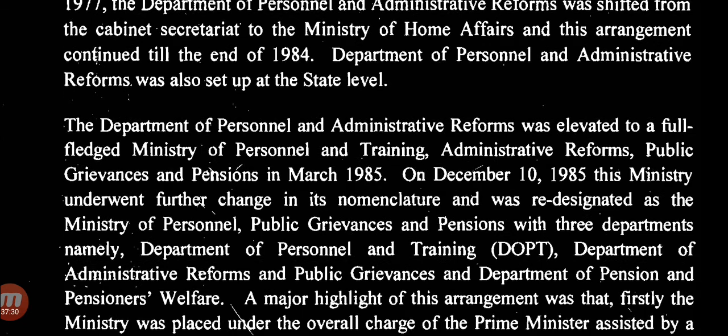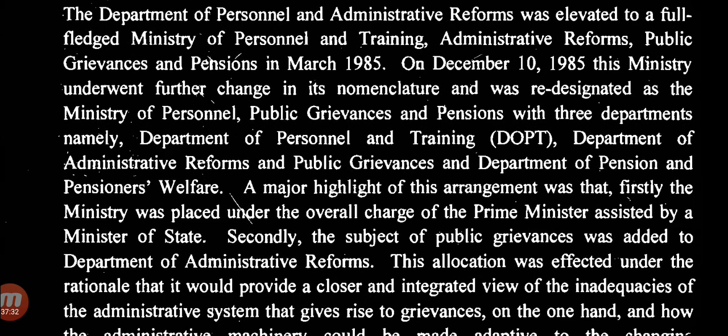On December 10, 1985, this ministry underwent further change in its nomenclature and was redesignated as the Ministry of Personnel, Public Grievances and Pensions, with three departments, namely the Department of Personnel and Training (DOPT), the Department of Administrative Reforms and Public Grievances, and the Department of Pension and Pensioners' Welfare. A major highlight of this arrangement was that, firstly, the ministry was placed under the overall charge of the Prime Minister, assisted by a Minister of State.